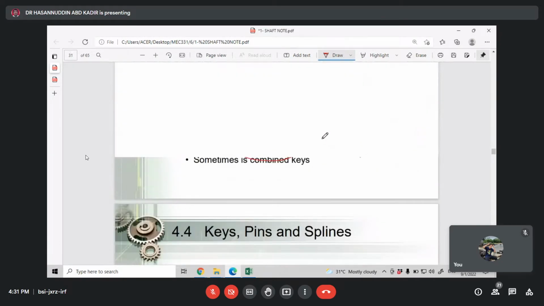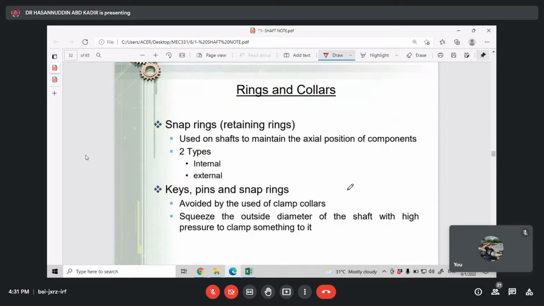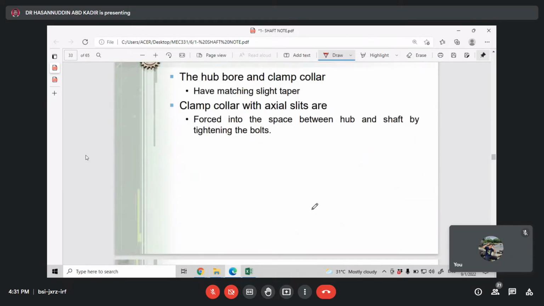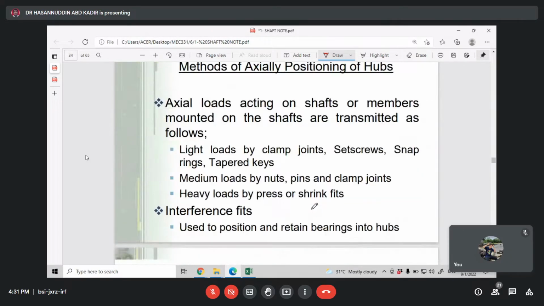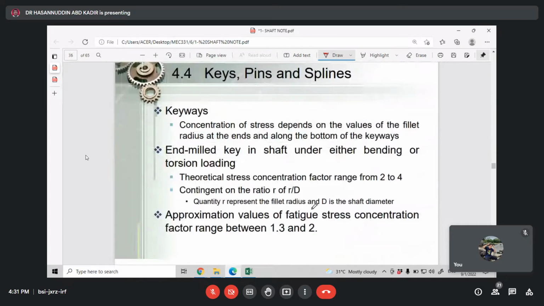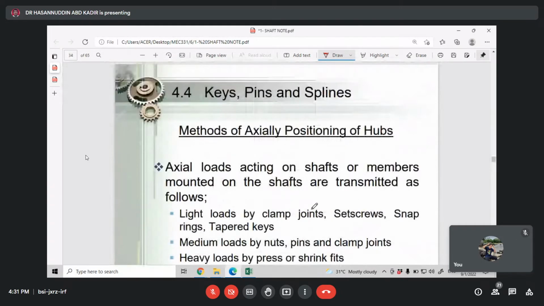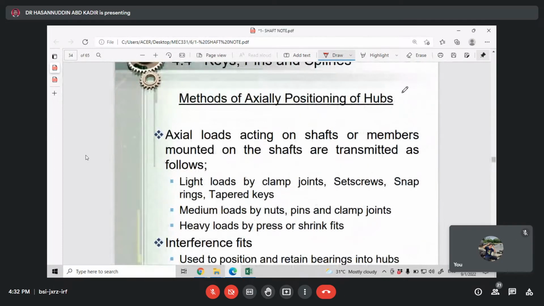Okay, ni rings and collars, selalunya dia akan lock untuk pegang shaft. Okay, untuk pegang shaft. Okay, ni clamp collar pun. Sekejap saya tengok. Okay, ni penting sikit. Okay, method of axially positioning the hub.